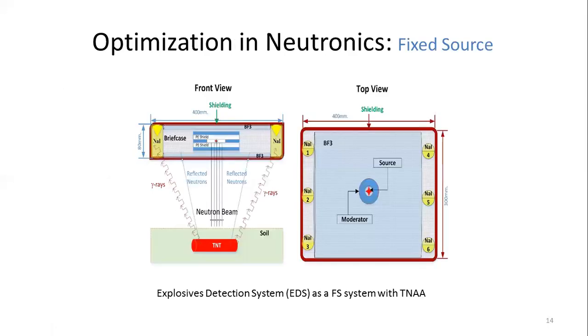And now, just to give you one example of a fixed source problem. Let's say this is an explosives detection system as a fixed source system with thermal neutron activation analysis. So there are lots of mines. For example, if you have TNT explosive hidden under soil, how would you detect it? You would fire neutrons on it, you would activate. A TNT would typically have carbon, nitrogen, oxygen, and hydrogen in it. So from the reflected neutrons and gamma rays, you could pick up the signal and identify an explosive.